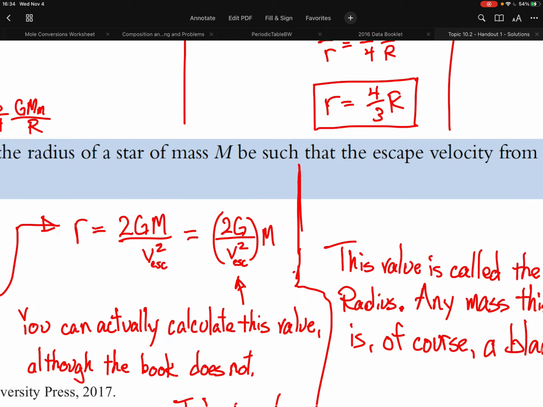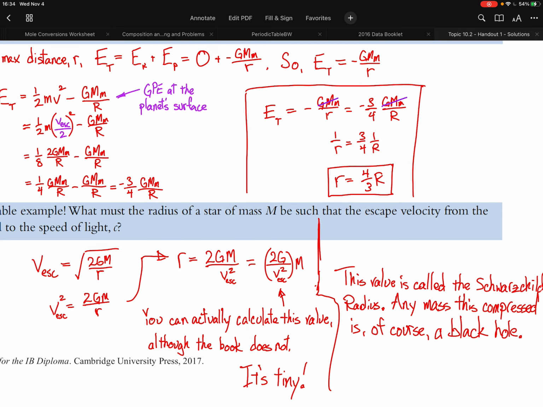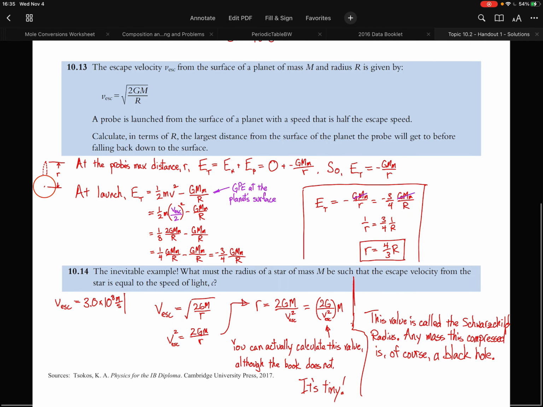Although we don't know the large mass of the object, so you would have to find one. You could use the mass of our star as an example if you wanted to. Anyway, this value is called the Schwarzschild radius, and any mass compressed to this value would be a black hole, what we call a singularity.